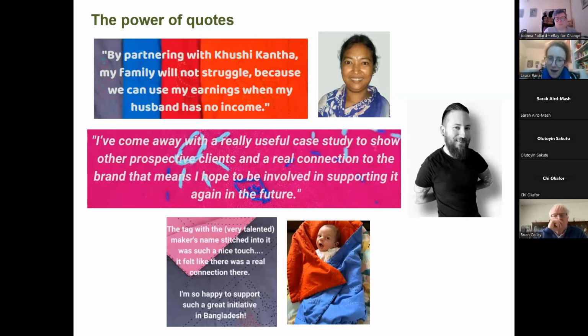In terms of communicating impact, it's about thinking not just about the process of collecting data, what indicators you use and how you go about asking questions to the people you work with, but then how you present that data. So these are just some examples of quotes. The first one's from one of our stitchers, the second one's from one of our volunteers, and the last one is from one of our customers.